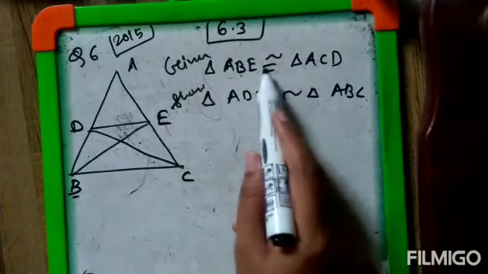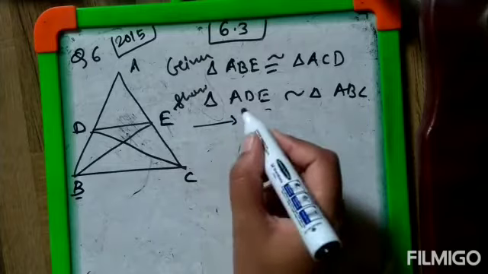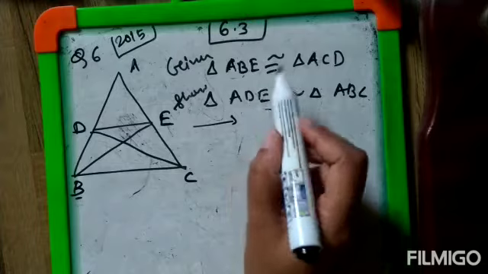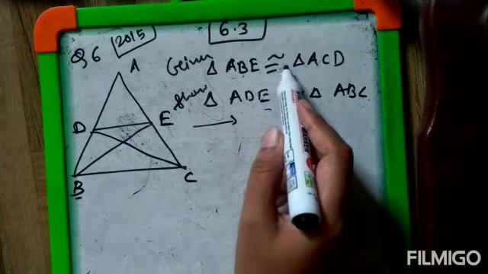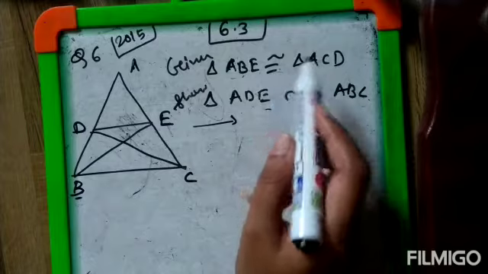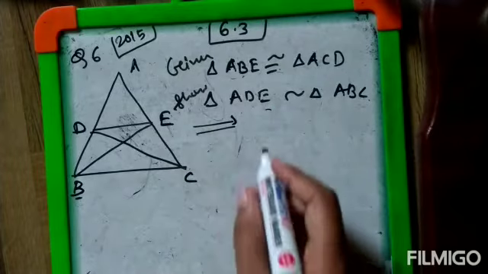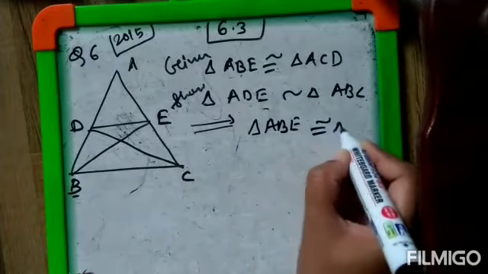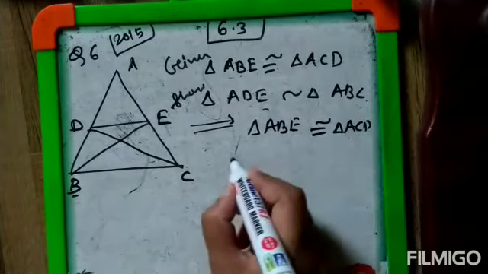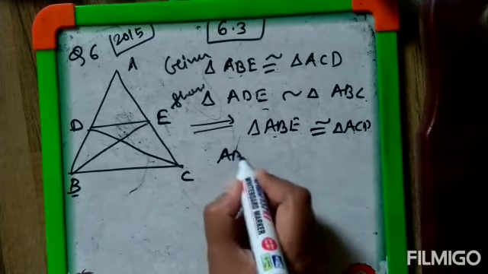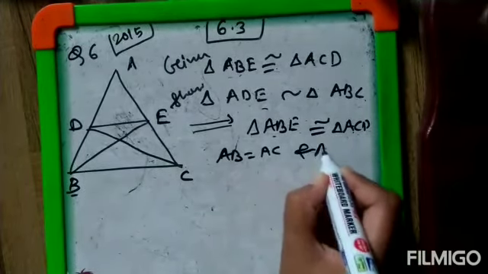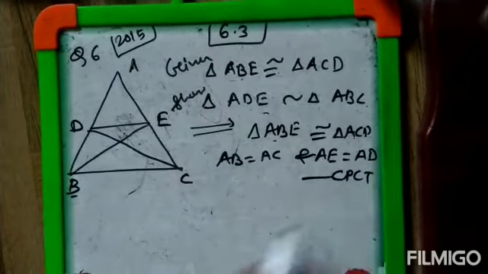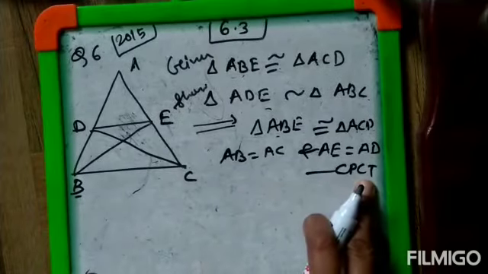Congruency means the corresponding sides are equal. In similarity, corresponding sides are in proportion, but in congruency, the corresponding sides are equal. So let's start the proof. In the proof, triangle ABE is congruent to triangle ACD, so the corresponding sides are equal: AB equals AC, and AE equals AD, by CPCT, corresponding parts of congruent triangles are equal.